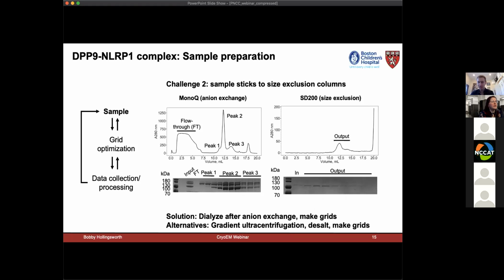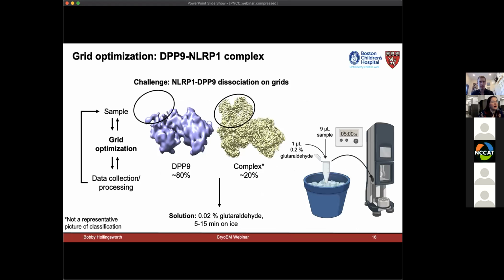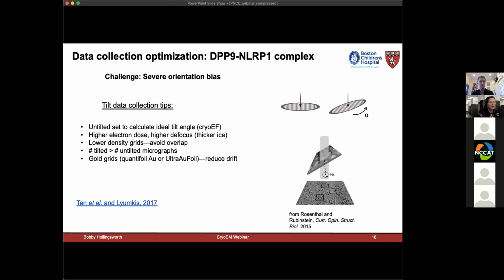Awesome. And we're going back to the tilted data. So I know this data was collected with automatic tilt, but do you know how many images you collected that were tilted?